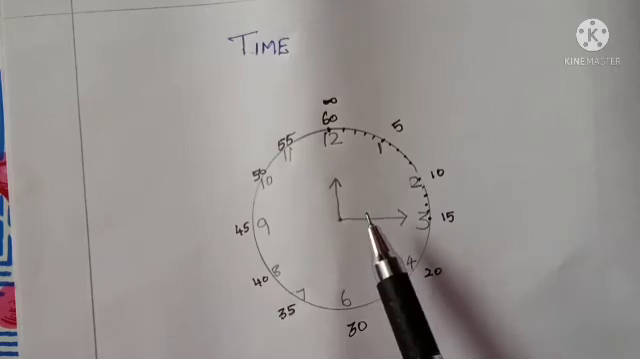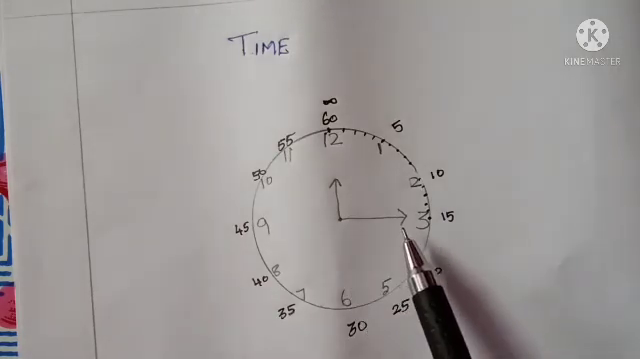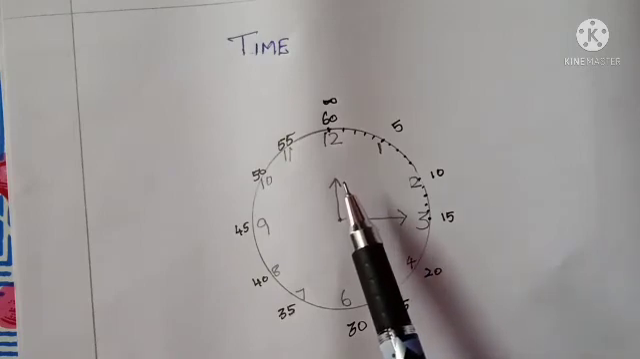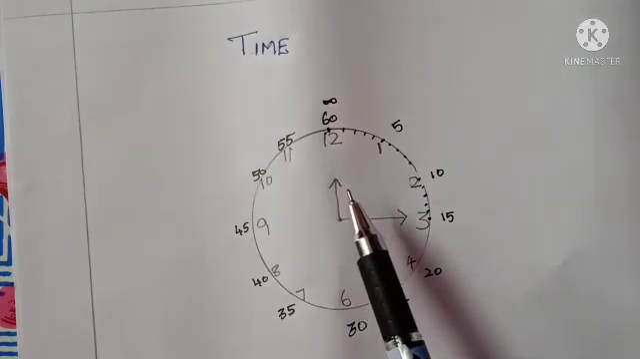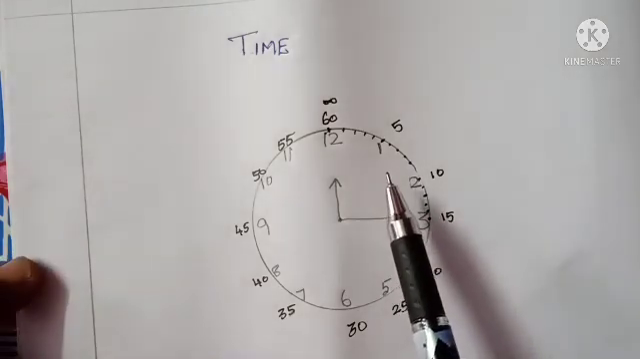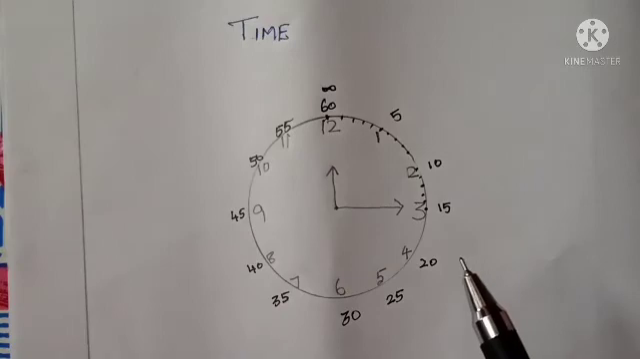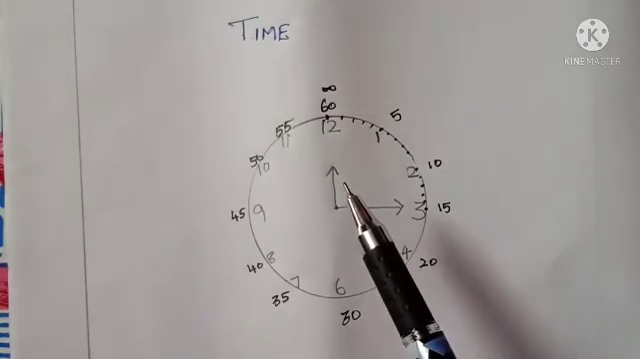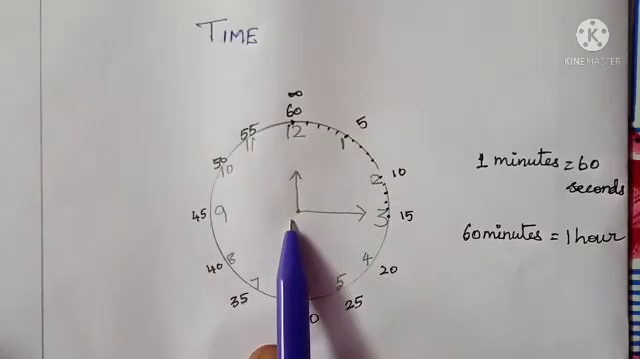But in your clock you see only 2 hands, the long hand and the short hand. The short hand shows only the hours. The hour hand moves very slowly, but the minute hand moves fast. 5 minutes, 10 minutes, 15 minutes, 20, 25, 30, 35, 40, 45, 50, 55, 60. Then it reaches 1 hour.